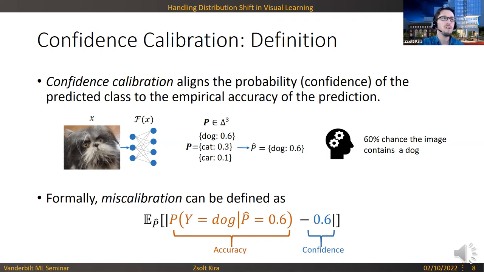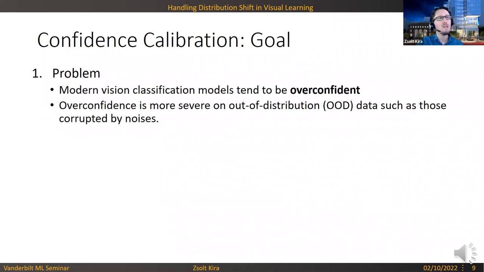So there's a formal definition you can have, where you define miscalibration as the difference between these two: the empirical accuracy and the confidence of the model. Our overall goal, of course, is to have models that are not overconfident, which is a known problem. And it's typically more severe for things like out of distribution data.